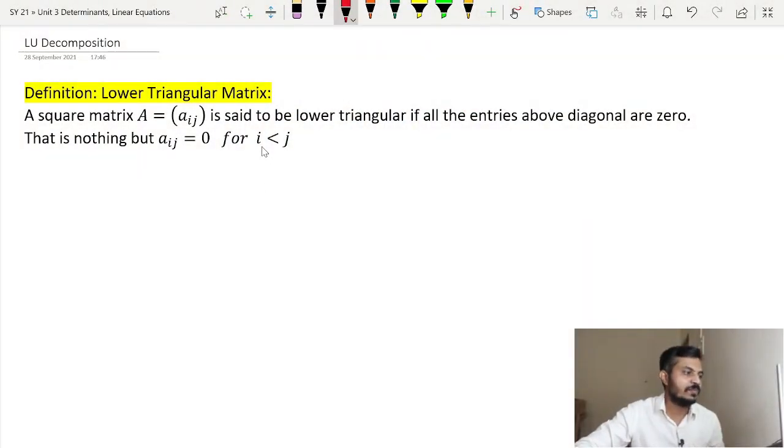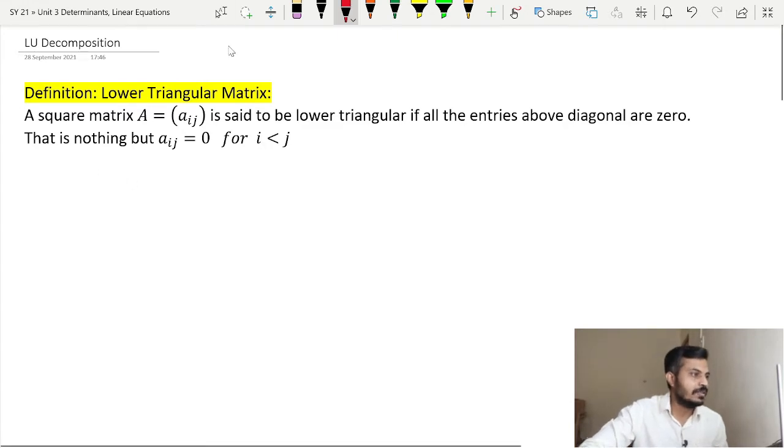So let us start. First of all, we are going to talk about lower triangular matrices. There are two types of matrices that are important while discussing LU decomposition, and that is nothing but lower triangular matrix and another one is upper triangular matrix. So first of all, let us talk about lower triangular matrix.